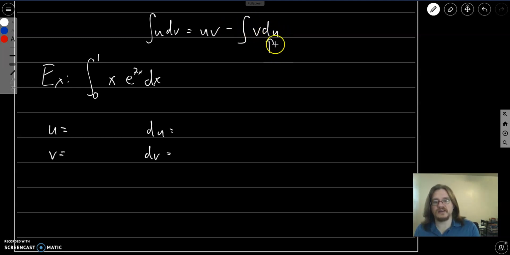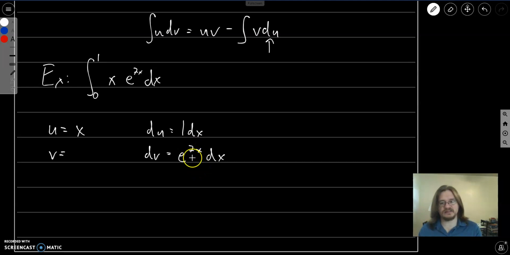We want to find the u in the original integral that when we take the derivative makes a simpler integral. And here, out of everything in here, the thing that simplifies the most, the thing that goes away when we take the derivative, is going to be x. So if I take the derivative of x, I just get 1. And that means that the rest of this has to be my dv.